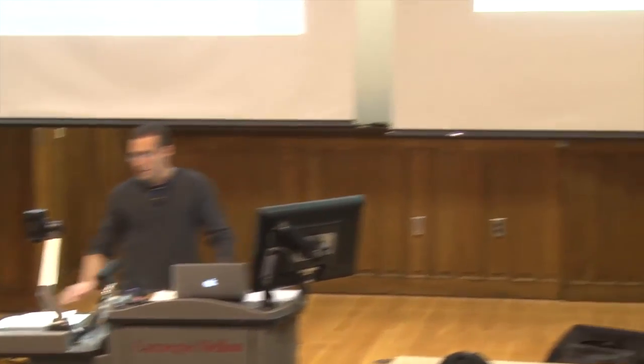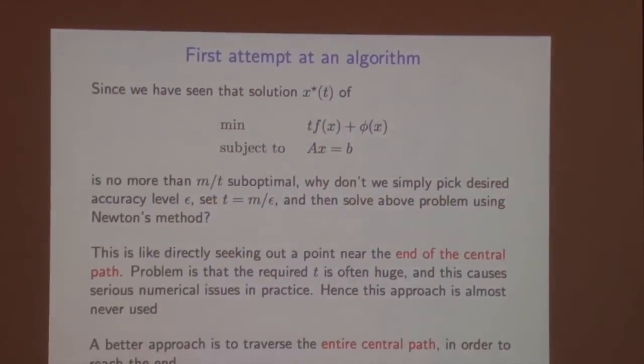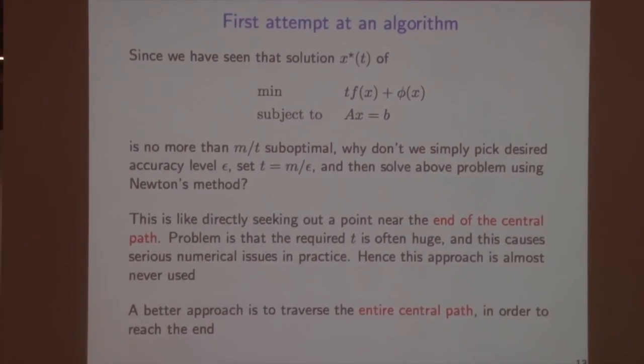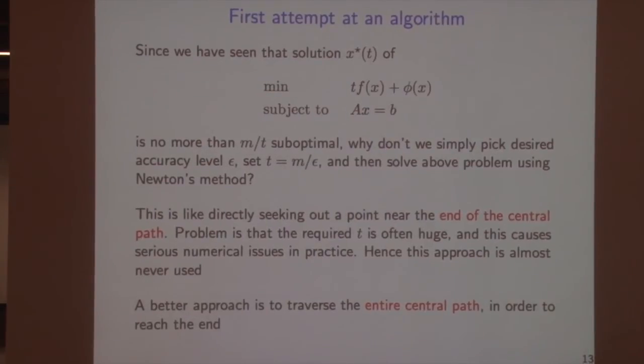So let's get to an algorithm now. Let's actually get a first attempt at an algorithm. So this goes to the question that was just asked. We've seen the solution of this barrier problem is no more than m over t suboptimal. So why don't we just pick some epsilon? Suppose I want to get a solution to within 10 to the minus 5 accuracy. So epsilon is 10 to the minus 5. I have a bunch of constraints, m of them. So I'll just set the barrier parameter to be whatever I need, so that m over t is less than or equal to epsilon. In other words, I'll take t equals m over epsilon.